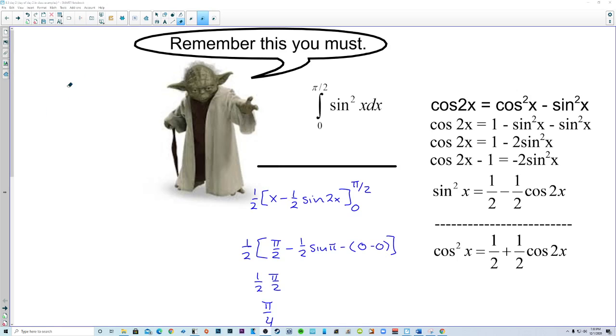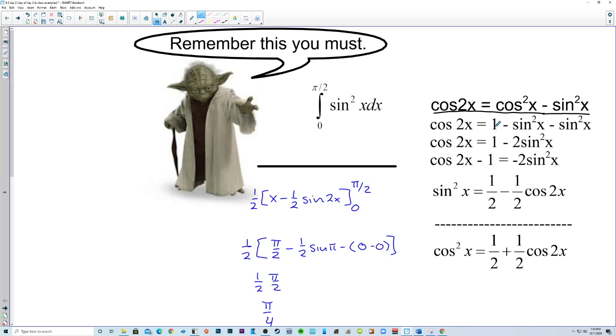This is section 8.3, day 2, and we have volumes of rotation, and remember this you must. Anyway, we want to integrate sine squared, and we can't integrate sine squared directly, but we can change it to something that we actually can integrate. And we use the double angle formula, and I've mentioned this once or twice this year already.